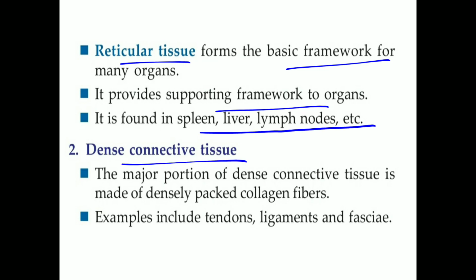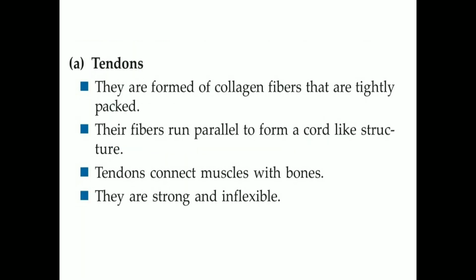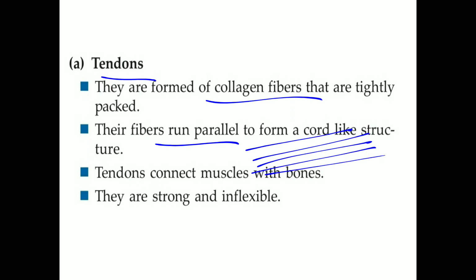The next type in the connective tissue proper is dense connective tissue. The major portion of the dense connective tissue is made of densely packed collagen fibers. Examples are ligaments, tendons, fasciae, etc. Let's see what these are. They are formed of collagen fibers that are tightly packed, and their fibers run parallel and form a cord-like structure.